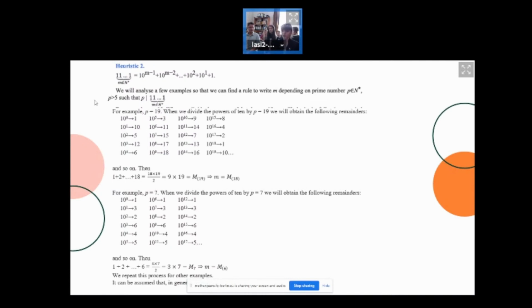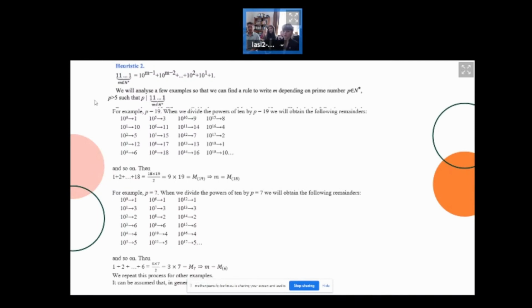We take another example, p equals 7. When we divide the powers of 10 by 7, we obtain the following remainders. For 10 to the power 0 it is 1, for 10 to the power 1 it is 3, and so on. And then again, we made the sum of them and observed that it is a multiple of 7. So m is a multiple of 6.